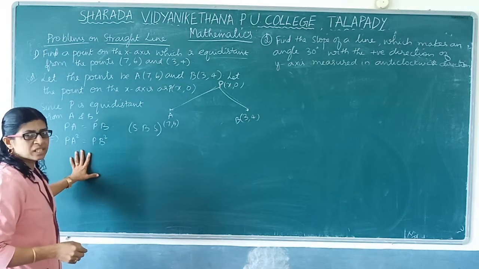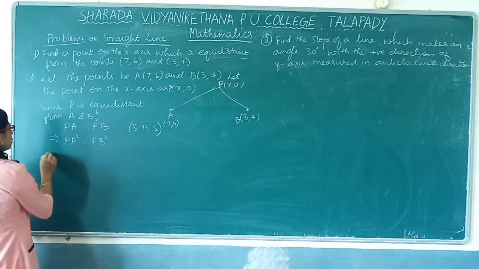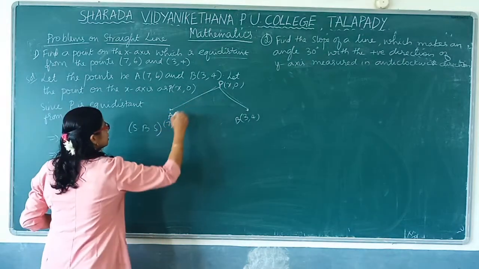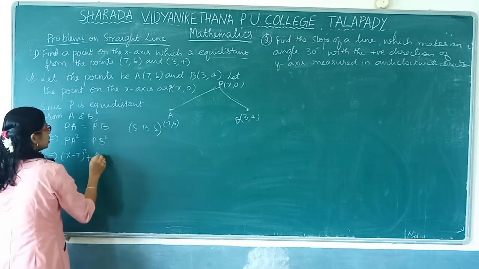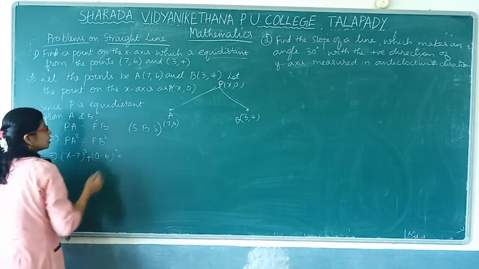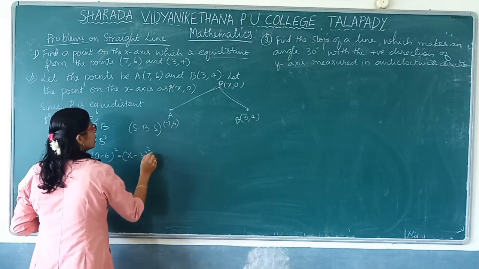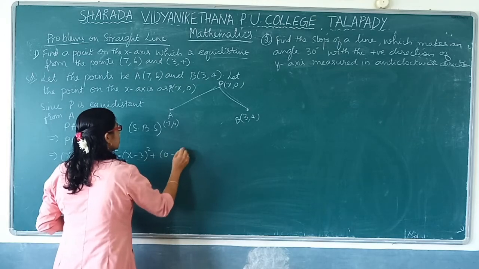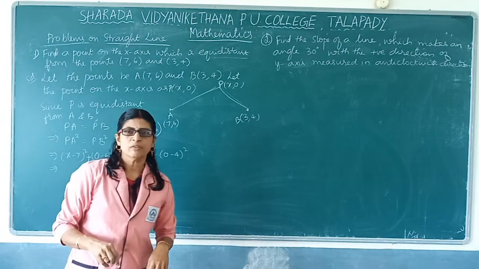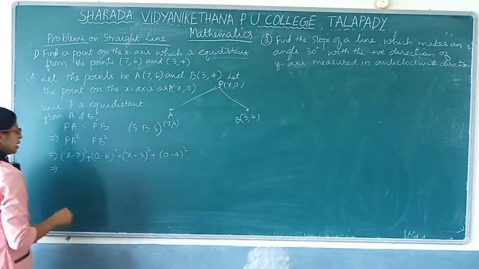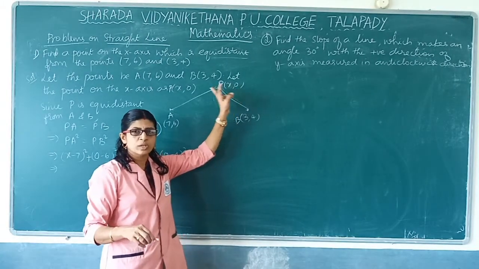Now we will apply distance formula here. Okay? So PA the whole square. What is PA the whole square? X minus 7 the whole square plus 0 minus 6 the whole square is equal to PB square. What is that? X minus 3 the whole square plus 0 minus 4 the whole square. This is nothing but (a minus b) whole square form identity. We have to expand it in order to find the x value. We need the value of x here. The second coordinate is already 0. So x value should be found.